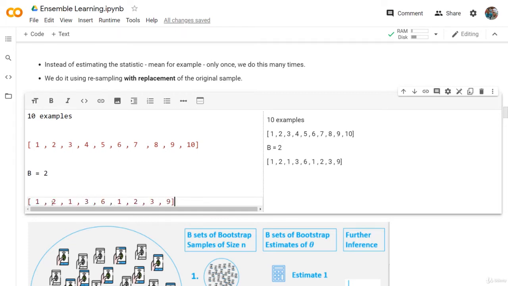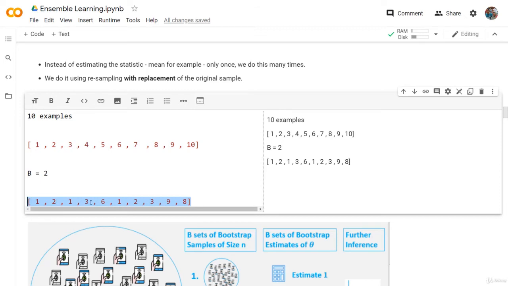So how many? 1, 2, 3, 4, 5, 6, 7, 8, 9. So we'll have here, let's say 8, right? So this is the new set. Okay, this is the bootstrapped sample or the bootstrapped set. So we used replacement to have the same number of examples here and here. So here we have 10 examples and here we also have 10 examples, right?